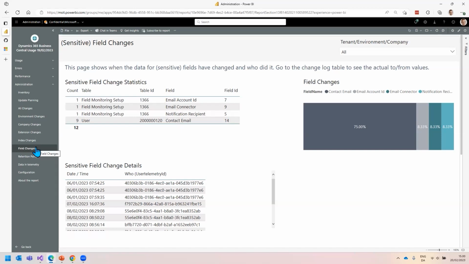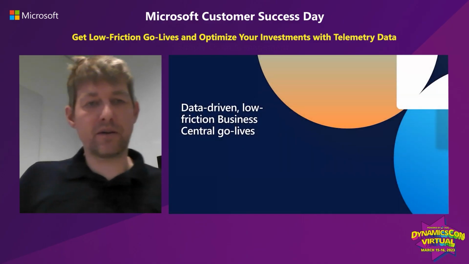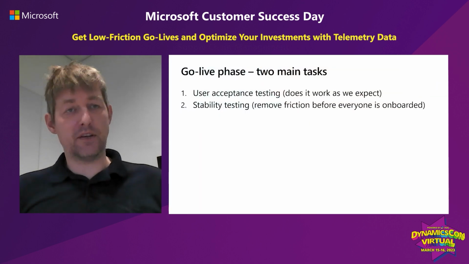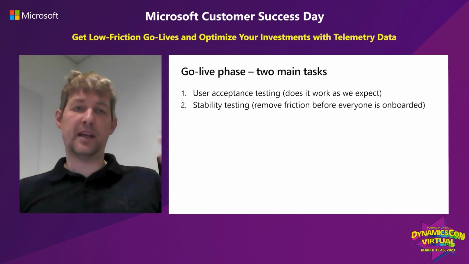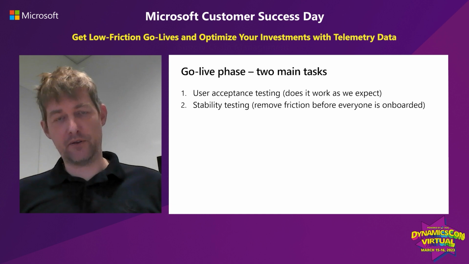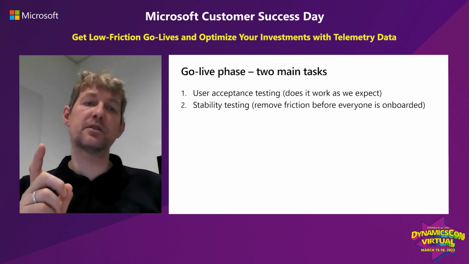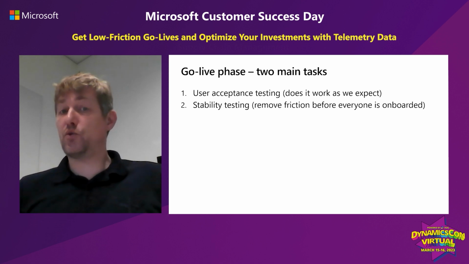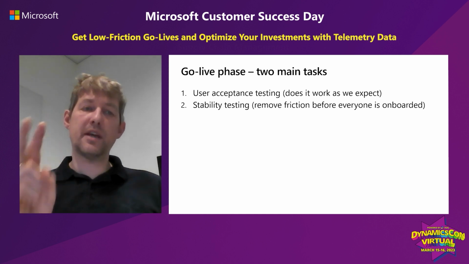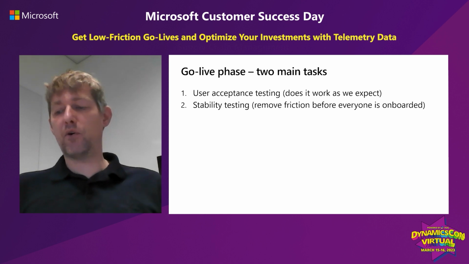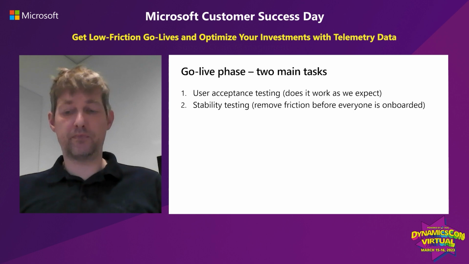Okay, let's go back to the presentation and dive a little bit into the go live part. So: data-driven, low friction Business Central go lives. The go live phase has many, many different things that you on the customer end and the partner on the partner end need to take care of. In this presentation, I have two main tasks to discuss. The first one is user acceptance testing. Does it work as we expect it to? And the second part is stability testing. Can we remove as much friction as possible before everyone is onboarded to Business Central?